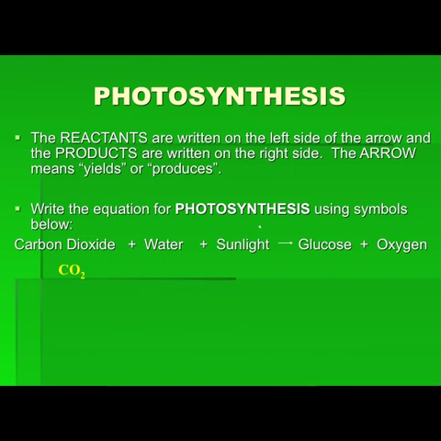Carbon dioxide, CO2, plus water, H2O, and sunlight gives you a sugar, generally glucose, C6H12O6, plus oxygen. Remember each side of that arrow, products and reactants. You'll see the exact opposite in cellular respiration.